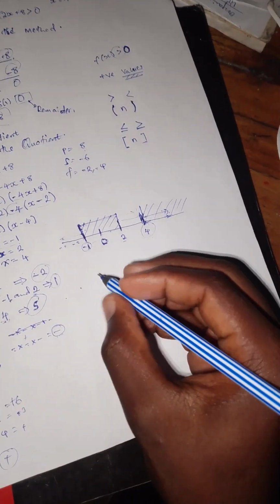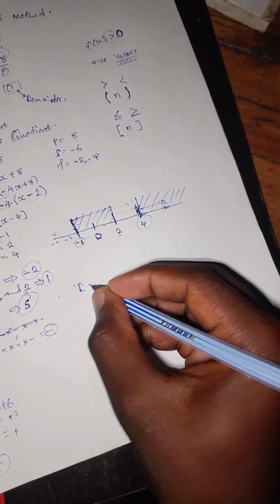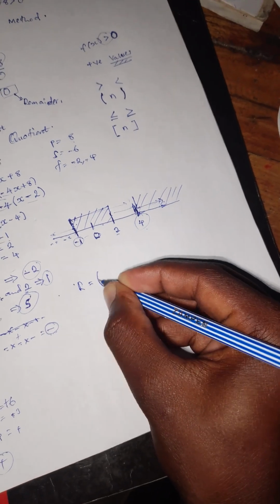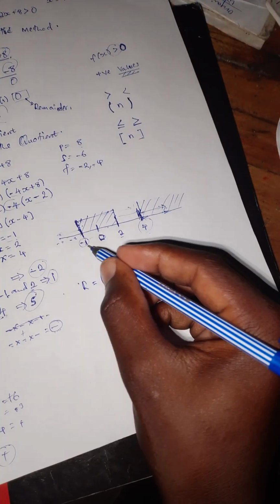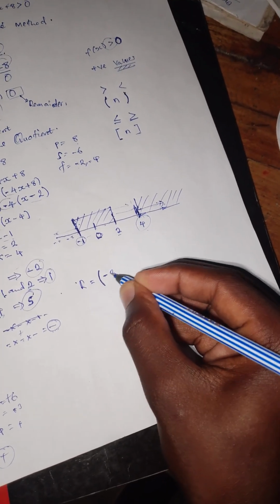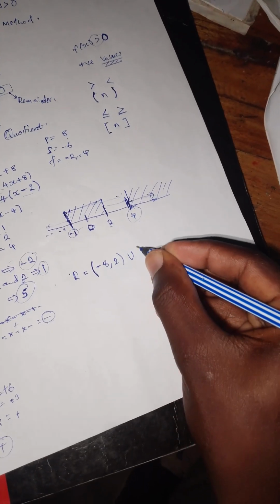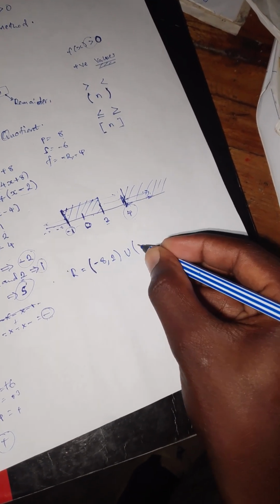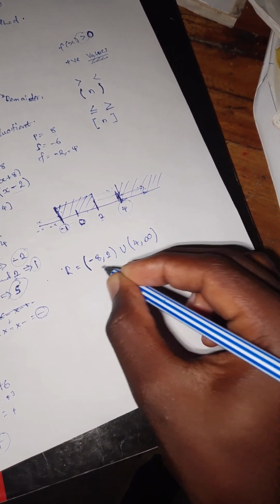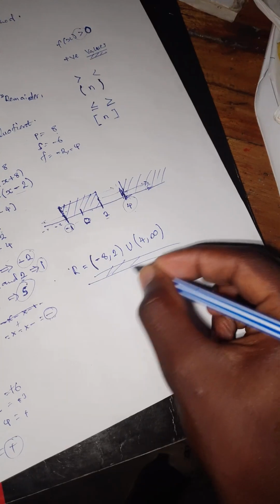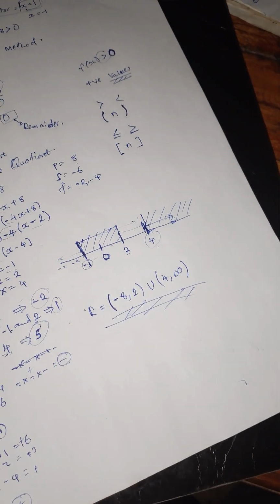So the range of the values of x is equal to the open bracket, meaning -1 is not part of it, from -1 to +2, union +4 to infinity. This means you are done.